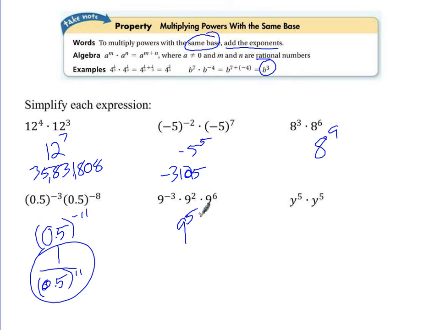And how about that last one? Y to the 10th. So whether it's a letter or a number, as long as they're like bases, and you're multiplying them, you add the exponents together and you keep the base the same.